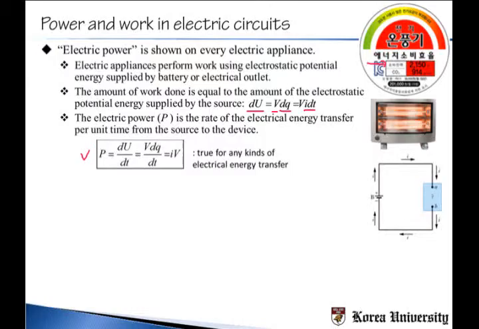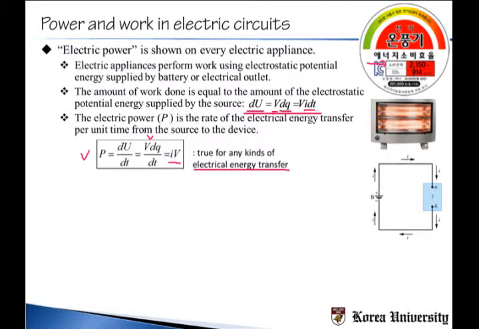And then we have seen in the above equation, dU is now equal to V dq. So therefore, assuming that V is not changing very much for this infinitesimally small period of time, now dq divided by dt will be the current. So therefore, finally, we get the relation that electric power is in fact equal to the product between the current and the potential difference. Okay. And this is a general equation, so it is true for any kind of electrical energy transfer.